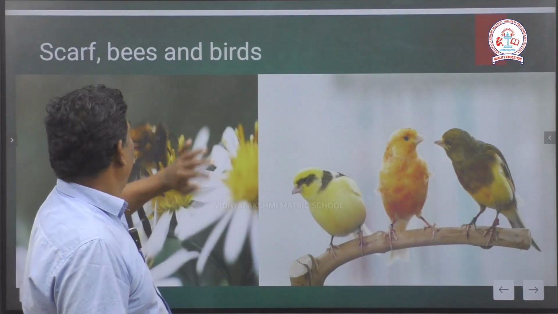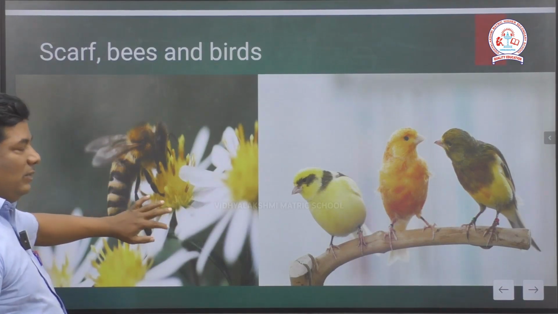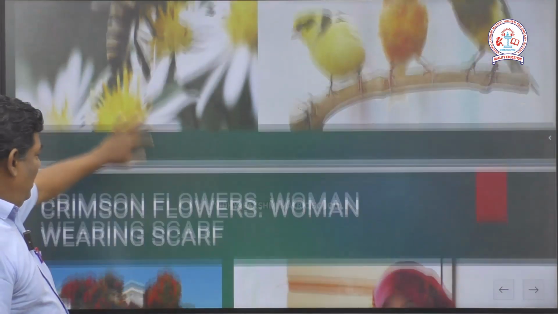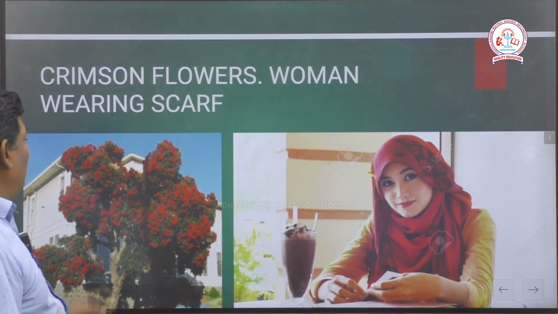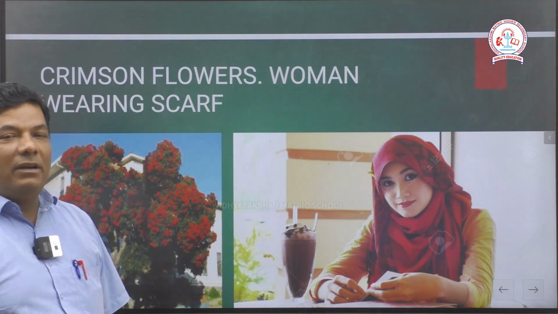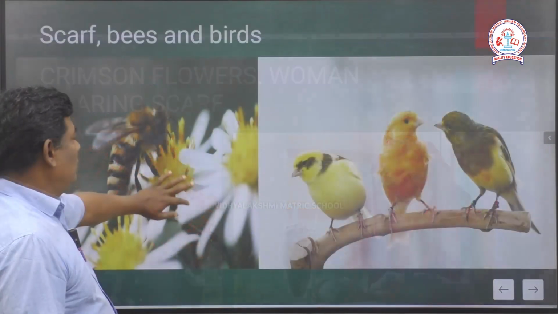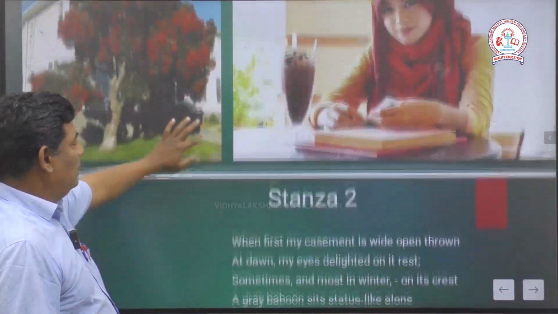See, I'll show you the picture of a scarf and bees and birds. These are bees, these are birds which are gathered. And see, crimson flowers. These are crimson flowers in clusters, or groups, and it looks like a woman is wearing a scarf. Showing you the bees and birds and crimson flowers.